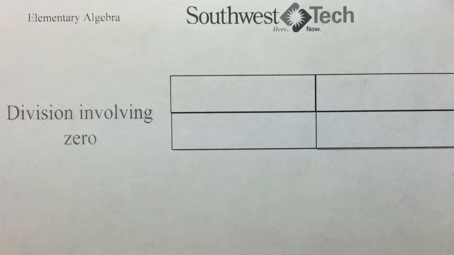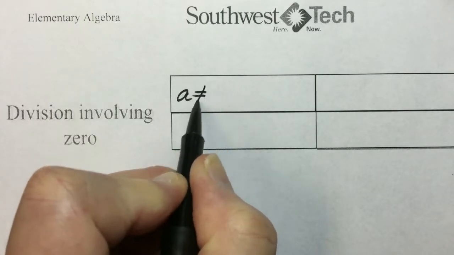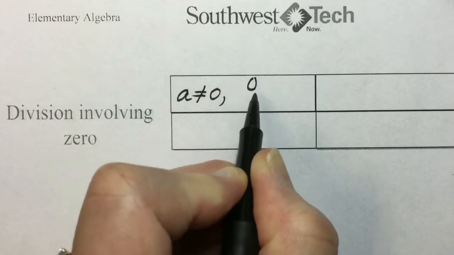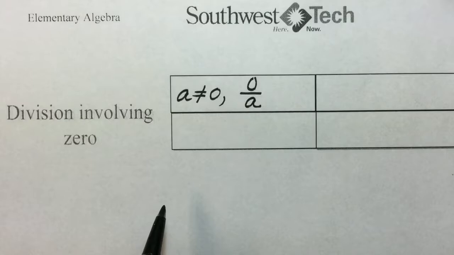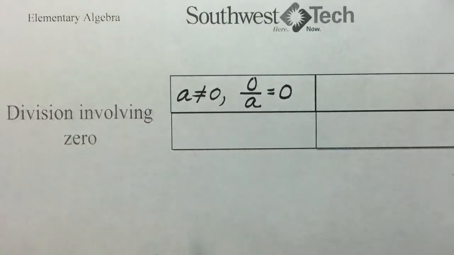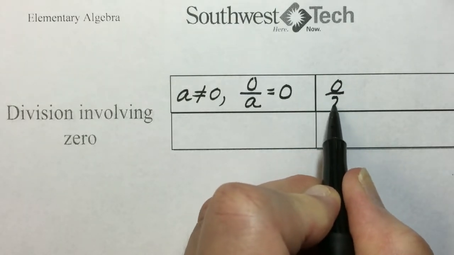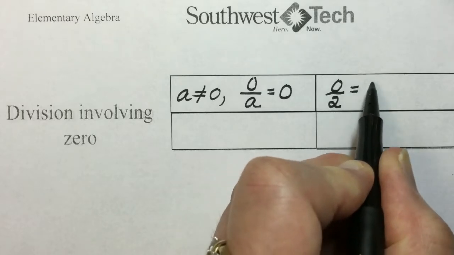Let's take a look at division involving 0. Provided A is not equal to 0, if we have the arrangement of that number in the denominator and 0 in the numerator, we end up with 0. As an example, if we had 0 divided by 2 or any non-zero number, we would end up with an answer of 0.